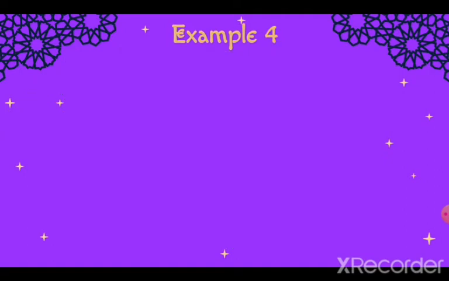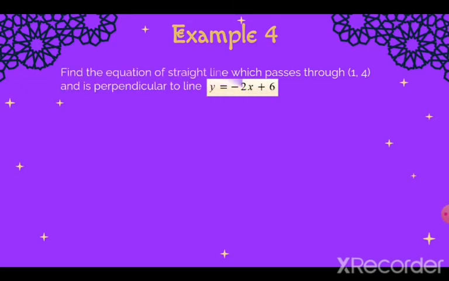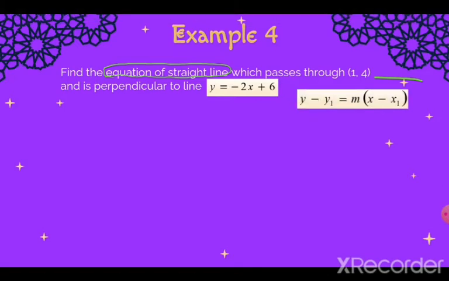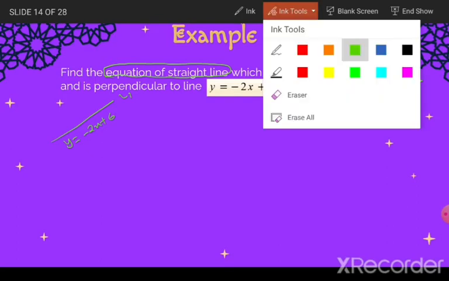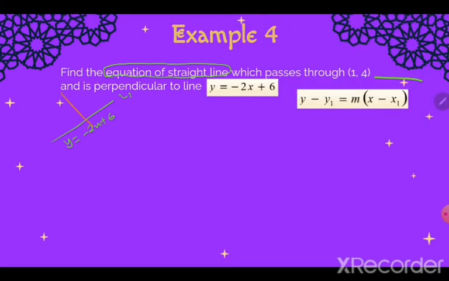Okay, let's look at example 4. Find the equation of straight line which passes through (1, 4) and is perpendicular to line y equals negative 2x plus 6. Again, when we talk about equation of straight line, we are dealing with this equation. So let's describe the situation. We have our line 1, y equals negative 2x plus 6, and then we have another line, line 2. What is the equation of line 2? That is what the question asks.